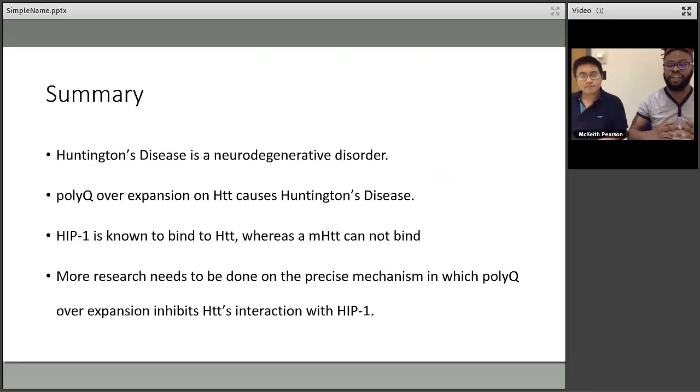So just to give you a quick summary of what I went over, Huntington's disease is a neurodegenerative disorder. PolyQ overexpansion on the Huntingtin protein causes Huntington's disease. HIP1 is known to bind to Huntingtin, whereas a mutated Huntingtin, which has overexpanded polyQ regions, cannot bind to HIP1 anymore. And then more research needs to be done on the precise mechanism by which polyQ overexpansion inhibits Huntingtin's interaction with HIP1.